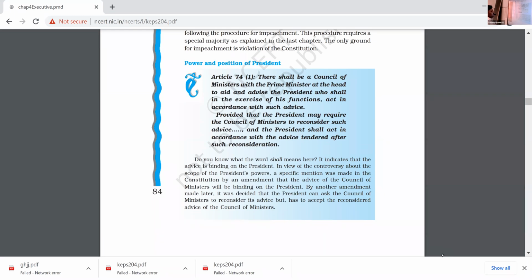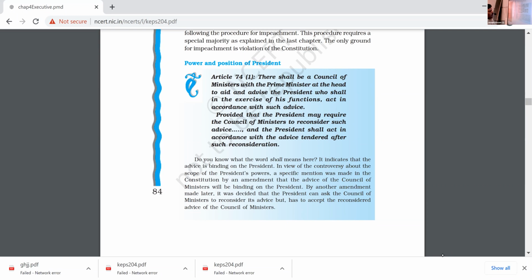So there shall be a council of ministers. The president always acts as per the advice of the council of ministers, provided that the president may require the council of ministers to reconsider such advice, and the president shall act in accordance with the advice tendered after such reconsideration. So always observe it clearly, the advice of the council of ministers. Clear? And he will send it back for reconsideration also. Again the ministers check it again. Finally the president can approve it.